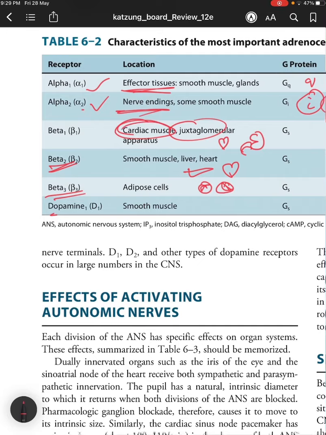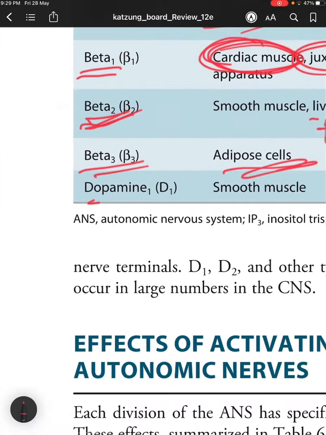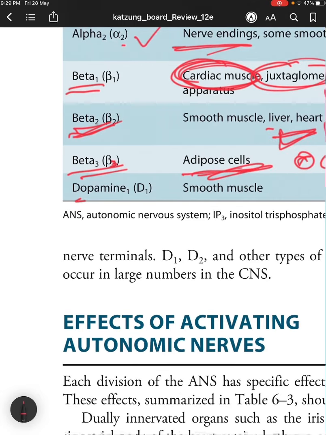So beta 1 is present on the cardiac muscle and the juxtaglomerular apparatus. You can remember beta as beta, which means child in Hindi. And what do children do usually? They have trouble urinating. So with that urination, you can remember the JG apparatus and cardiac muscle. Next, beta 2, you can connect to the liver and the heart. And beta 3, you can connect to adipose cells. So if your child is eating too much, 3, then he will become fat, so adipose cells. If he is eating just optimally, muscle mass will increase, so smooth muscles.